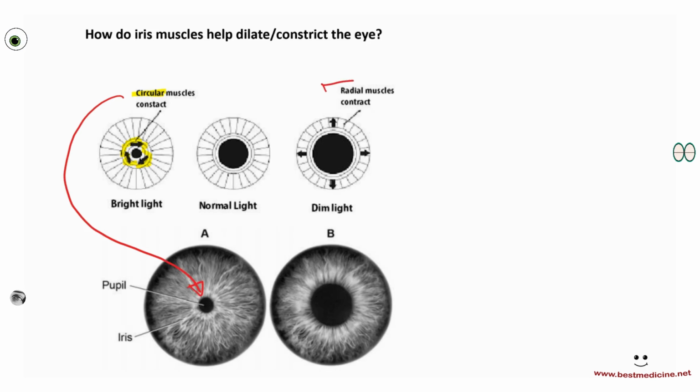But when the radial muscles contract, then they're going to pull the pupil outwards, right? These are radial muscles. When they contract, they're going to dilate the pupil. So when radial muscles contract, they dilate the pupil, increasing the light that is entering the eye. The circular muscles help constrict the pupil, decreasing the amount of light entering the eye.